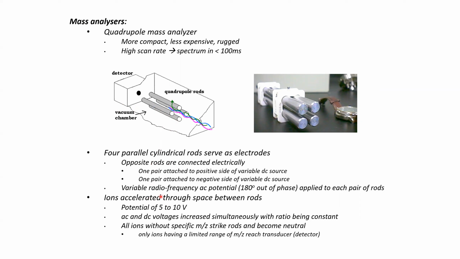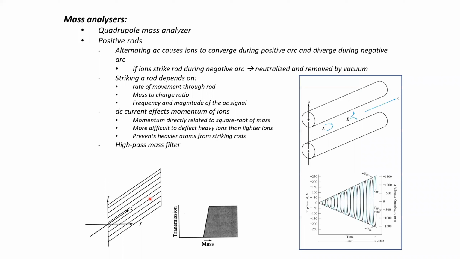The variable radio frequency AC potential, which is 180 degrees out of phase, is applied to each pair of rods. The ions are accelerated through the space between the rods, where there's a potential of 5 to 10 volts. The AC and DC voltages are increased simultaneously, with the ratio being constant. Ions without a specific m/z strike the rods and become neutral, and only ions having a limited range of m/z reach the transducer or the detector.